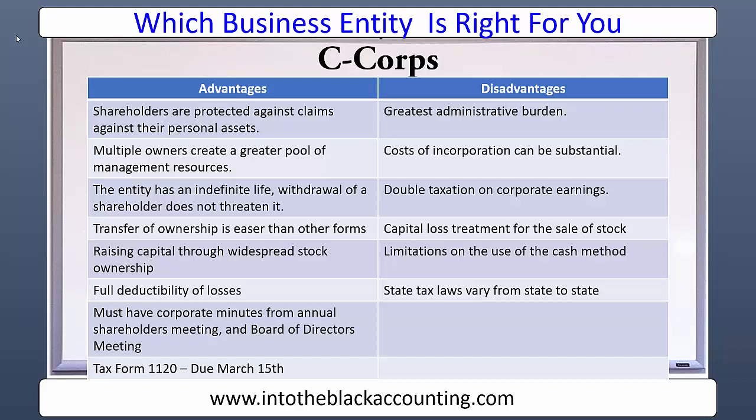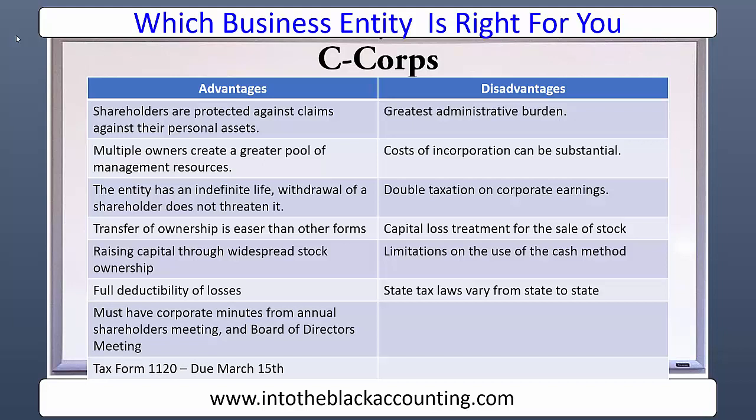The cost of an incorporation can be substantial. Double taxation, because the tax gets reported at the corporation, gets taxed there, and then the business owner may have to pay it individually on their return as well. Capital losses are treated for the sale of stock. In other words, when you sell your stock certificates, if there's a loss, and it's a long term, you won't be taxed at the regular income rate. You can get the capital gain, capital loss treatments.